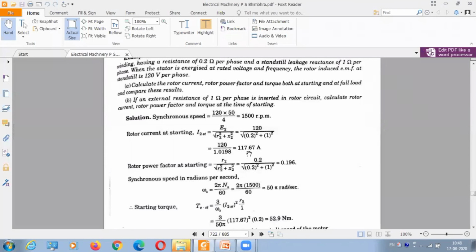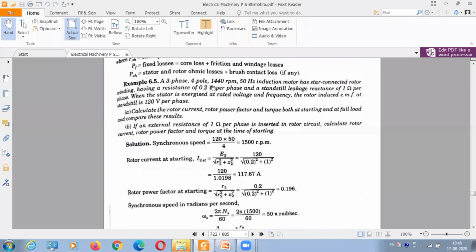So substitute 117.67 over here, R2 over here, you'll get it. Omega S, how will you calculate? 2 pi NS by 60, since all values are given in RPM. Now, take care of this value, 1440 RPM. All these values are not your NS. I gave you some standard values of NS. Please be careful of those. Remember those so you will not get confused over here.